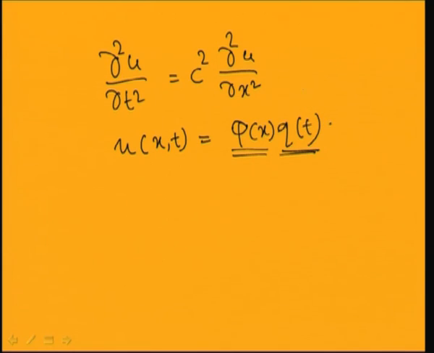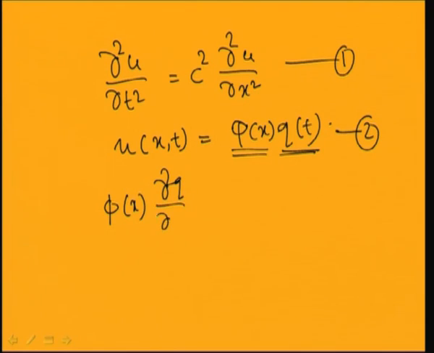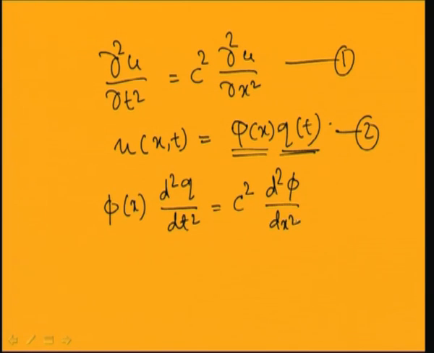If I substitute this in the wave equation, I can find the equation in this form. It becomes phi x into del square q by del t square. As q is a function of t only, I can write this as an ordinary derivative, that is d square q by dt square. This will be equal to c square into del square u by del x square, which I can write as d square phi by dx square into q t.